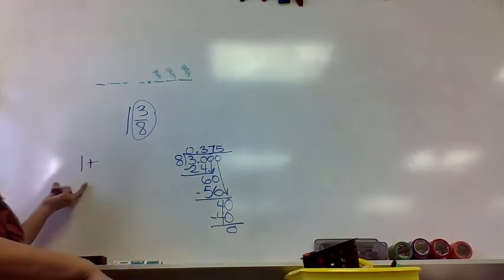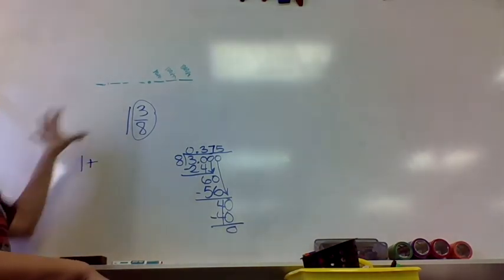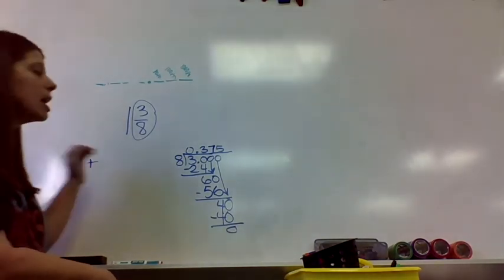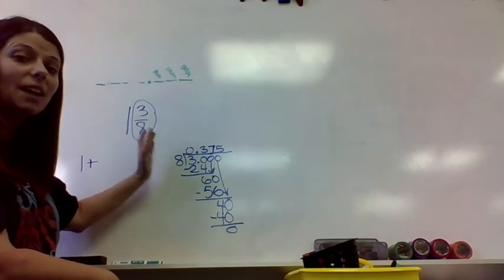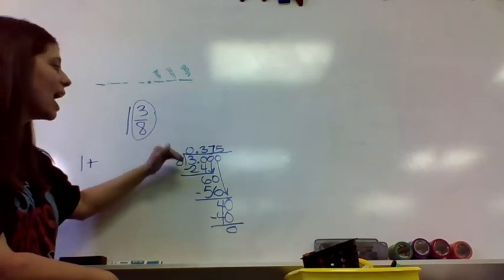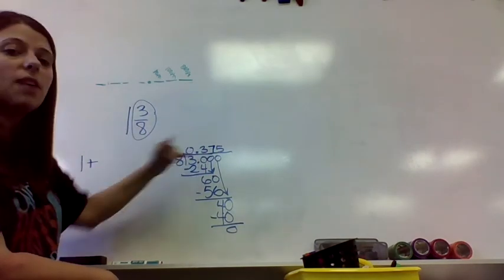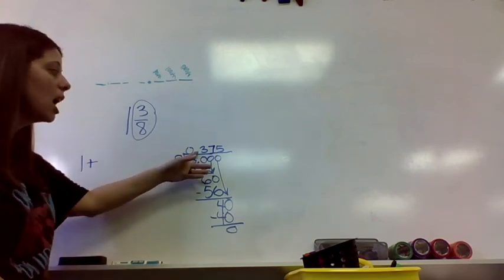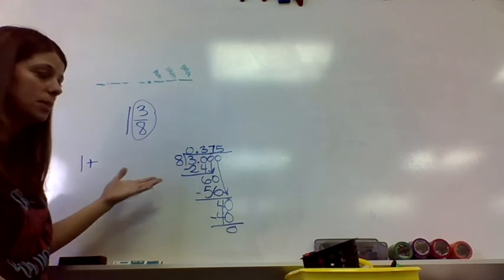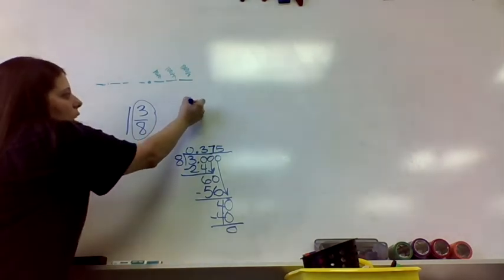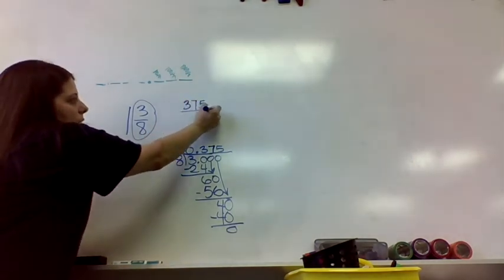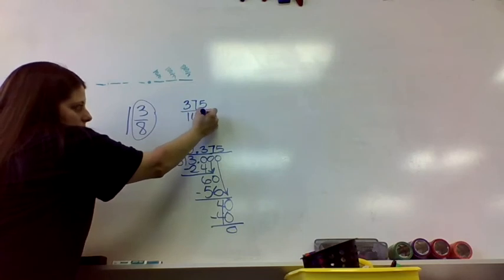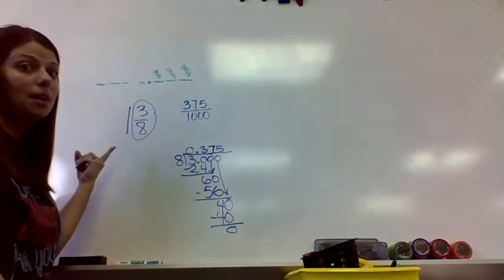Now, don't forget about this 1. It's still sitting over here. I just moved it on by itself. But I have taken 3/8 and I've converted it into a decimal. And I got 0.375. And so 0.375 can be said as 375 thousandths. So if I were to write that out, 375 thousandths.